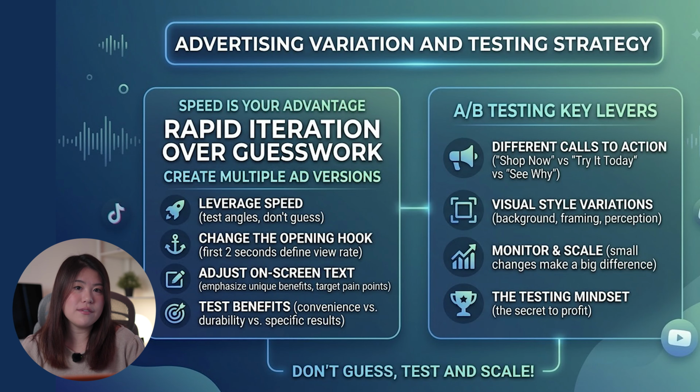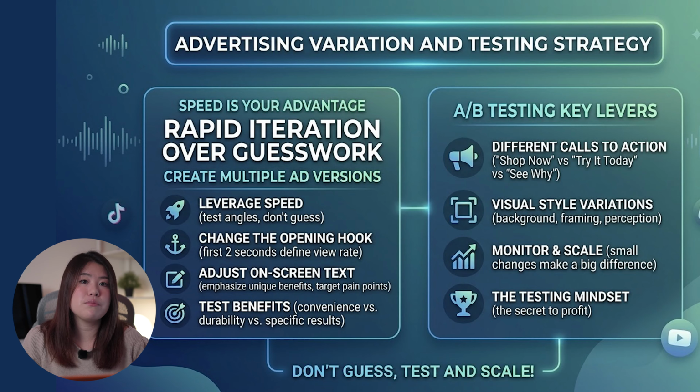Another powerful lever is the benefit you focus on. One version might highlight the convenience, another might be durability, and another a specific result the customer wants. You can also test different calls to action, such as shop now, try it today, or see why everyone's switching. Even the background, framing, or visual style can change how viewers perceive the product.